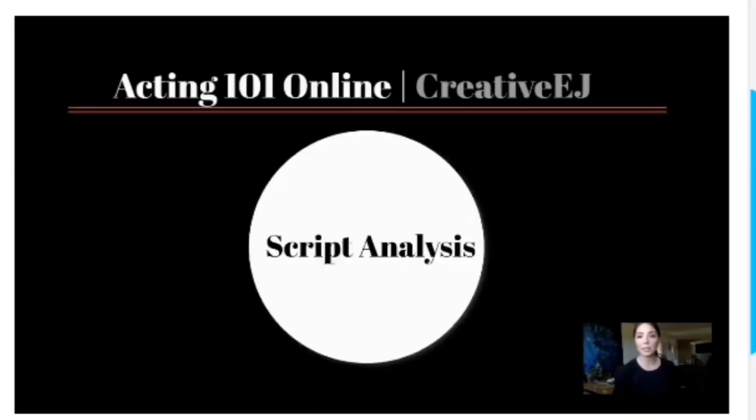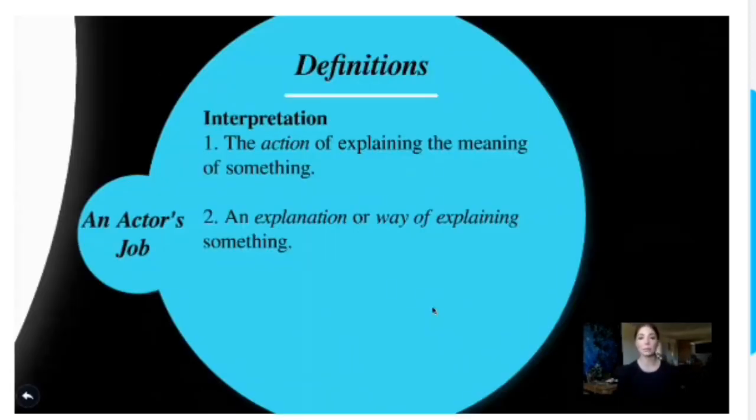Let's start out by talking about the actor's job, interpretation, and detective work. Interpretation is defined as the action of explaining the meaning of something, or an explanation or way of explaining something. An actor's job is to act, depicting the action of something, being able to explain something, emotionally explain something, physically, body language explain something. That is a very important role in an actor, is this interpretation aspect of it.